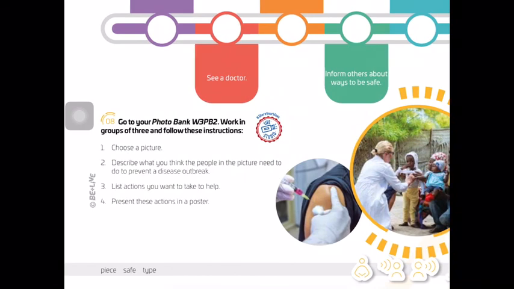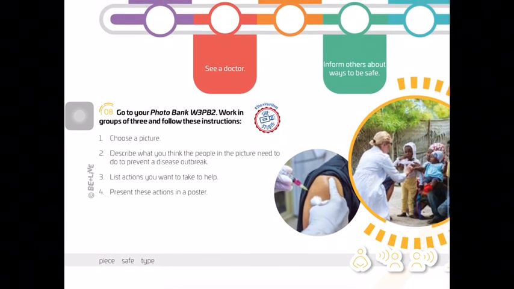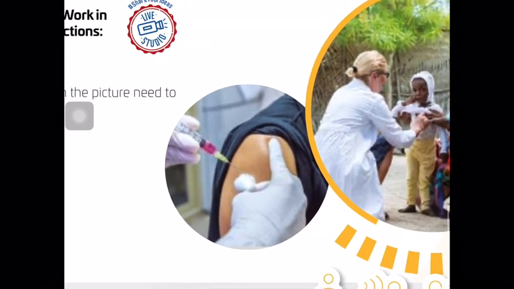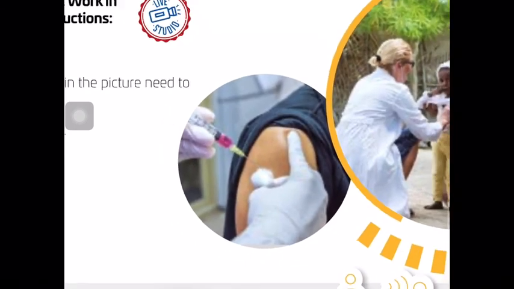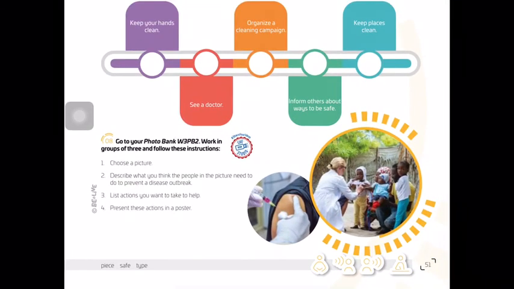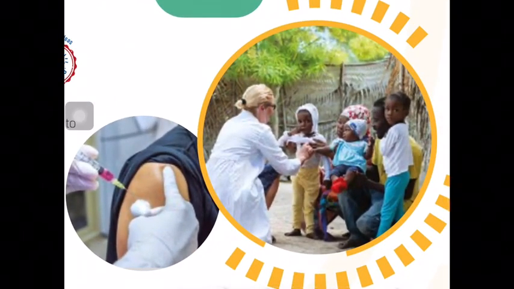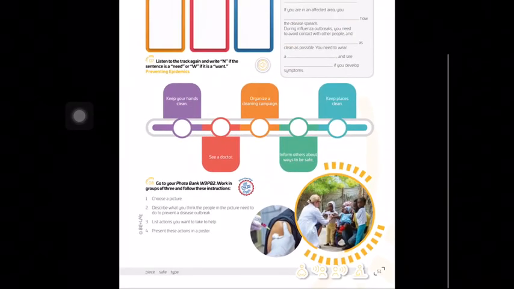Exercise 8, go to the photo bank. Week 3, photo bank 2, work in groups of 3 and follow these instructions. Choose a picture. Describe what you think the people in the picture need to do to prevent a disease outbreak. List actions you want to take to help and prevent these actions in a poster. Look at this picture. This is a vaccine. Look at this purple or fuchsia liquid. This person is receiving a vaccine. And I think these little children are also getting vaccinated.